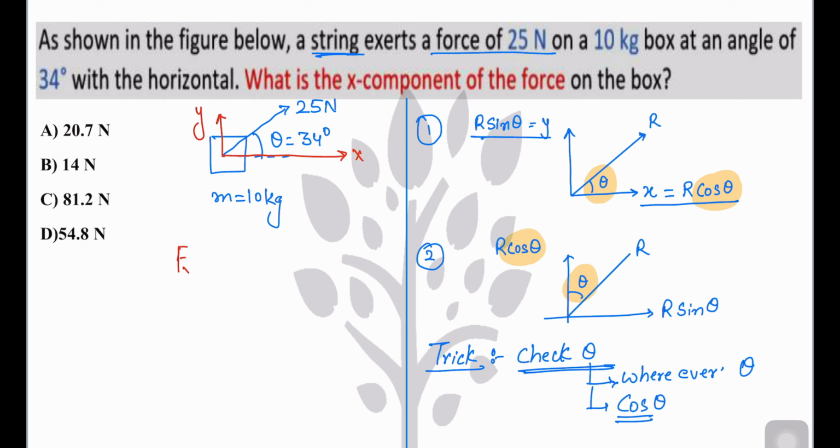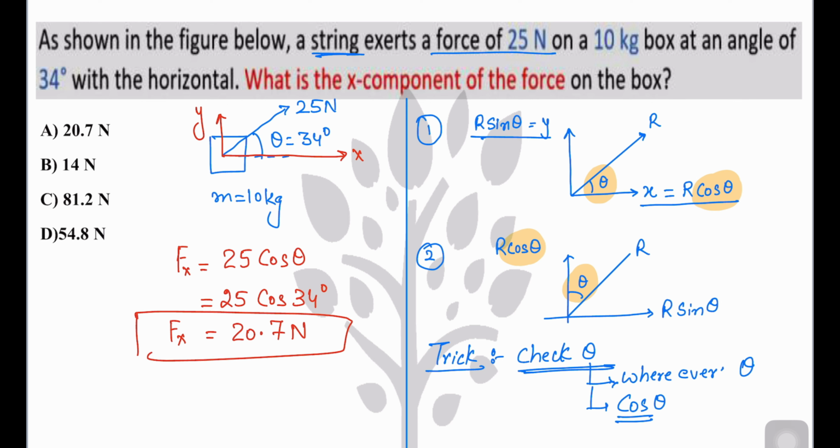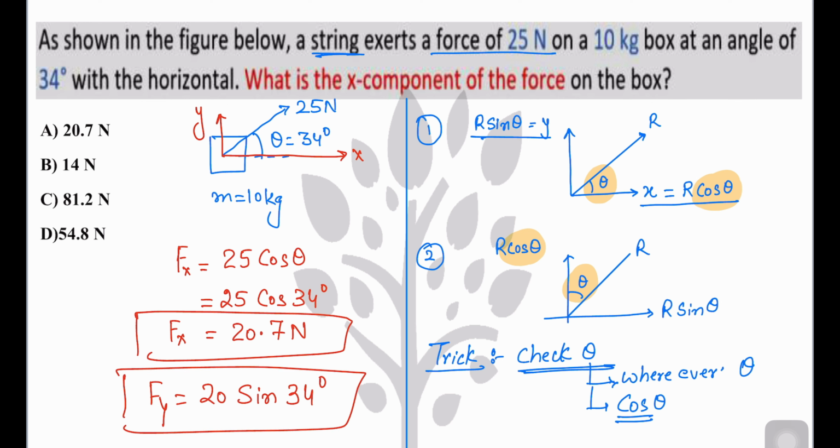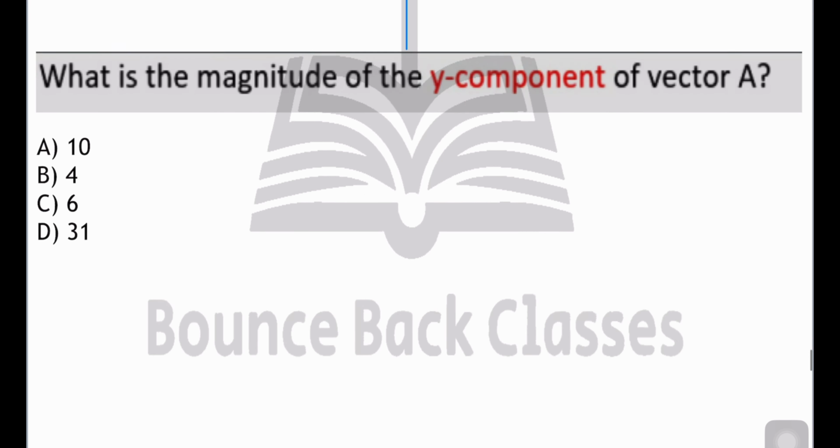So can I say Fx, the x component, is 25 times cosine theta, yes or no? So 25 cosine, what is the angle? 34 degrees. Put it in your calculator and solve it. 20.7 Newton. That is your x component. Clear? Same, if you want to find the Fy, you can solve it yourself: 25 sine 34 degrees. Clear? Fine? Okay.